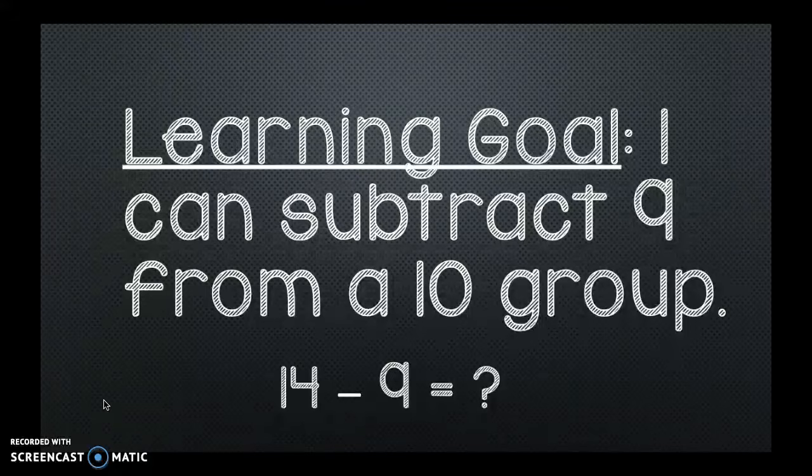Today what we're going to do is the exact same thing, except instead of starting with just the number sentence, we're going to listen to a story problem and then make our own number sentence. Are you ready? Okay, here we go.